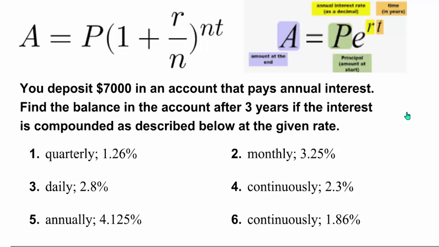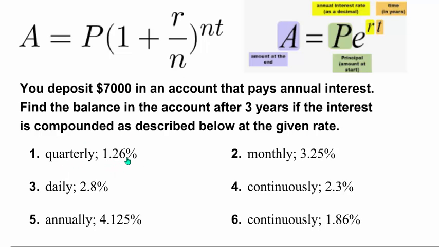And I think I might actually have you upload these. Okay, so these are going to be uploaded. Your deposit is the same for every time, so P is 7,000. We're going to have 3 years, so T is 3. And then we are going to have quarterly rates. So in quarterly rates, your N is 4.